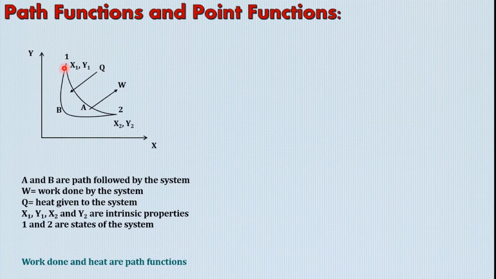So even if you consider any other path, maybe a longer path or a smaller path, the x1 y1 and x2 y2 values will not change. However, work and heat transfer values will change. So this is what is called a path function and a point function. Functions that are path dependent are called path functions, and functions that are point dependent, meaning their values will not change with a change in path, are called point functions.